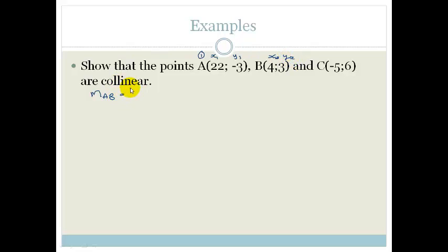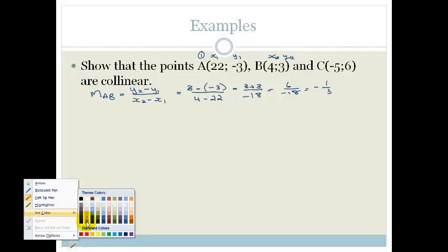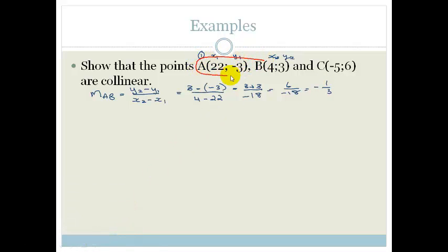And remember, the gradient is rise over run, which is y2 minus y1 over x2 minus x1. So y2 is 3, so it's going to be 3 minus y1, which is minus 3, over x2, which is 4, minus x1, which is 22. So it becomes 3 minus minus 3, so 3 plus 3 over 4 minus 22, which is minus 18. 3 plus 3 is 6, that's 6 over negative 18. And we can simplify that by dividing both the top and the bottom by 6, and you get negative a third.